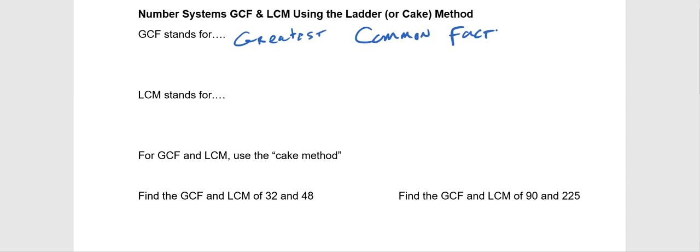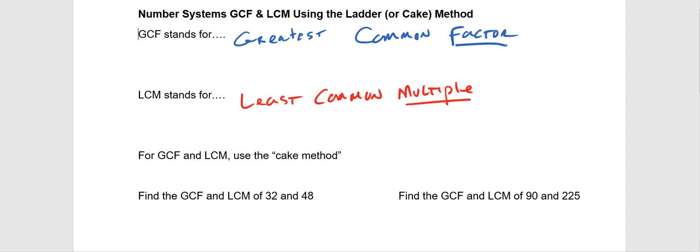And for LCM, which you should remember as meaning the least common multiple. So don't forget, we have some vocabulary here that we just want to make sure we know. We know a factor is a number that fits into other numbers. A multiple is what other numbers fit into. So for example, factors of 10 are 1, 2, 5, and 10.